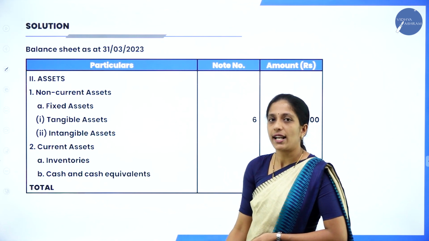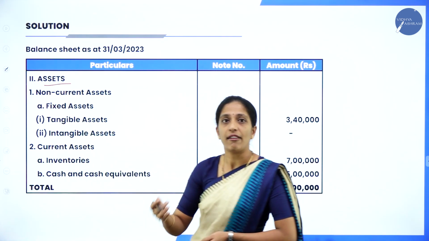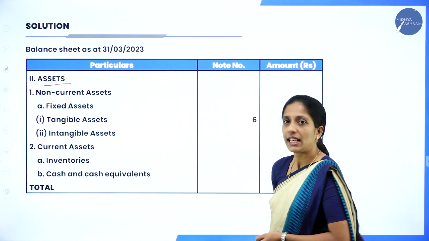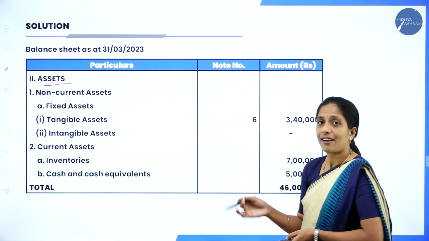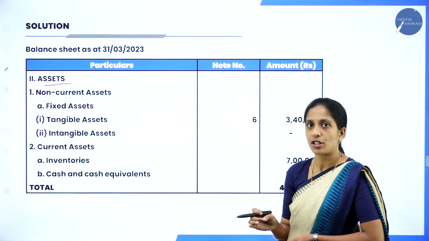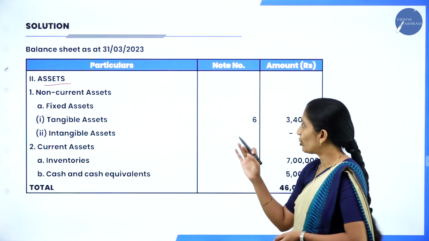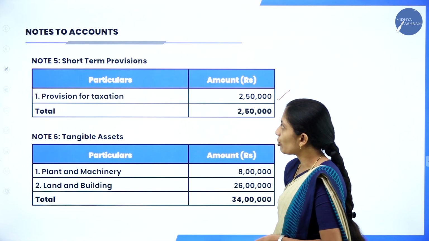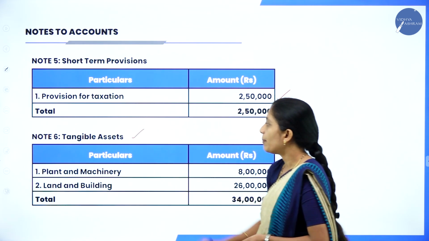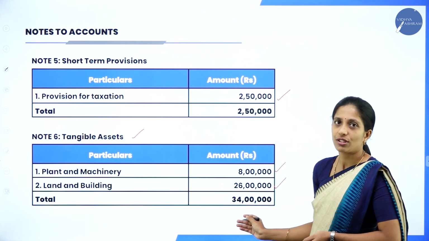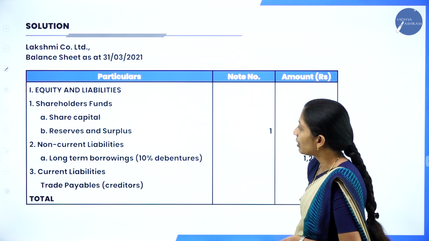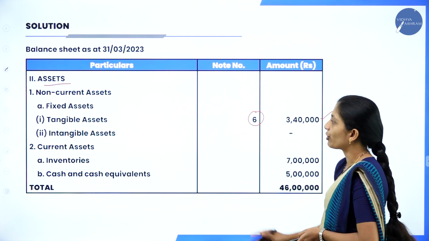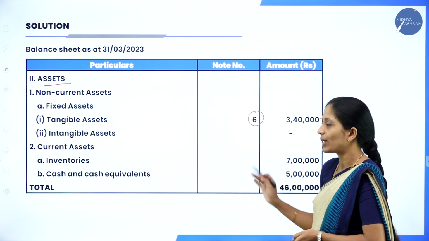So coming to the asset side, Roman number 2 is assets. Under that we have non-current assets. Under that first one is fixed assets, where we have tangible and intangible. Based on the problem, we have to segregate them into tangible as well as intangible. If intangible assets are not given, no need to write anything, you will write directly. Okay. So note number 6, we have to prepare a note for it. That is tangible assets, plant and machinery and land and building. This comes under tangible assets. So tangible assets, that is note number 6, 3,40,000. Intangible assets we don't have, so let it be blank.